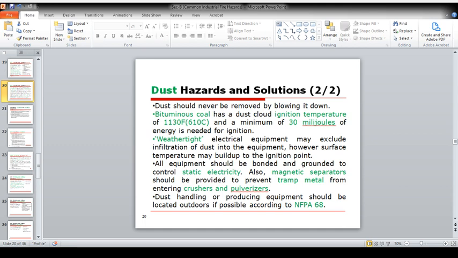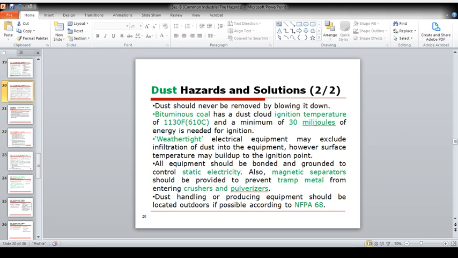Bituminous coal has a dust cloud ignition temperature of 1130 degrees Fahrenheit, 610 degrees centigrade, and a minimum of 30 millijoules of energy is needed for ignition. So these are all the things needed for bituminous coal to act like an explosion.